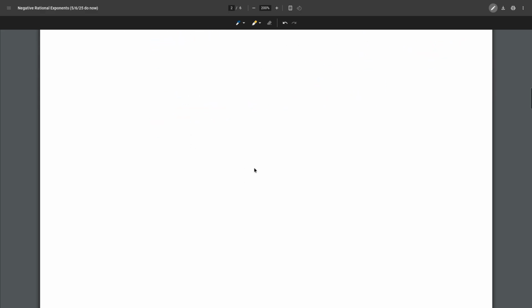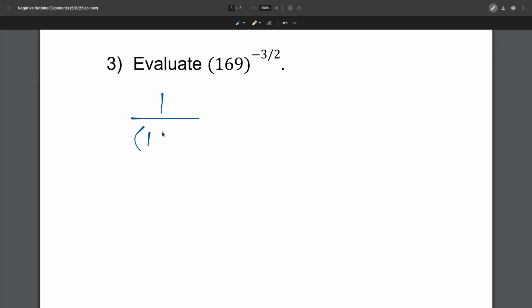All right, let's keep going. All right, so problem 3, we're going to evaluate 169 to the negative 3/2 power. Okay, so I'm going to write this as 1 over 169 to the 3/2 power. We'll use power of a power here. We'll break it apart into 1 over 169 to the 1/2 power, and then we'll cube that.